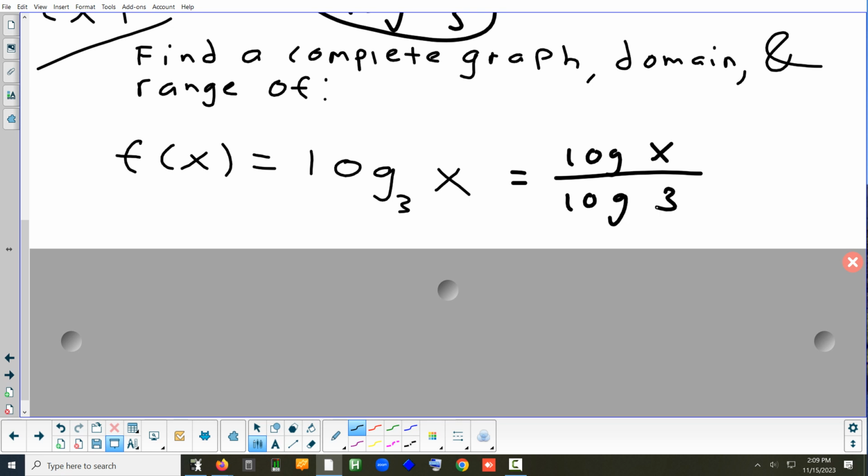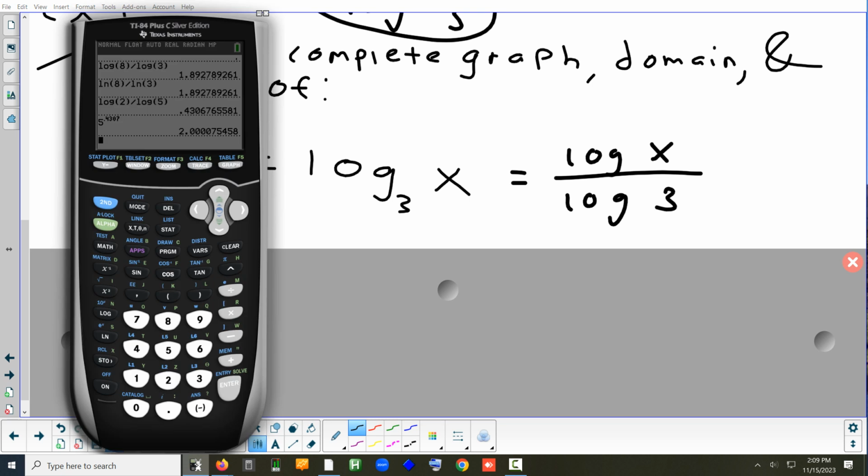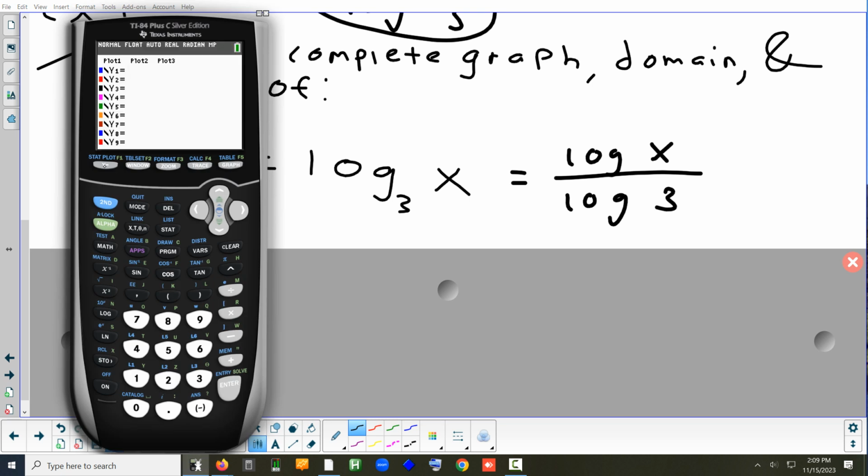All right, so let's graph that and see if we can figure out the domain and the range. When you type it in, I would do it like this. Log X, close the parenthesis, divided by log 3. It's not critical you close the parenthesis after the 3 because there's nothing else coming in the problem. We're done. But I would be closing.